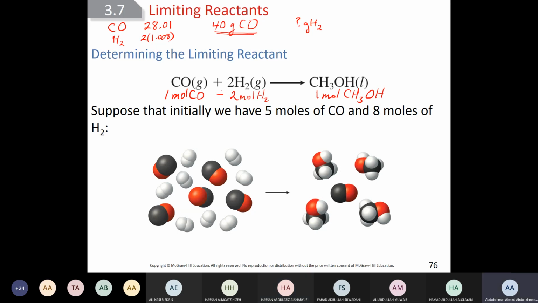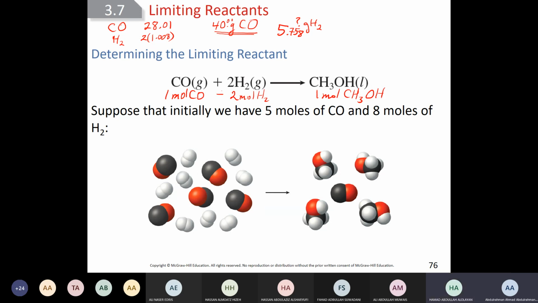I want everybody to do it and make sure that you have the correct answer. The answer is 5.7758 gram, to be exact. Is this clear? So let's make everything even for significant figures, no problem. 40.00 gram CO needs 5.758 gram H2.